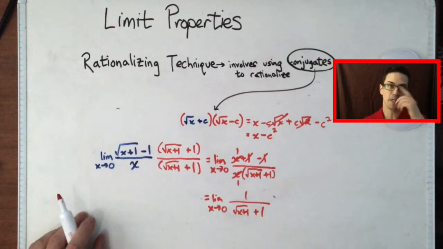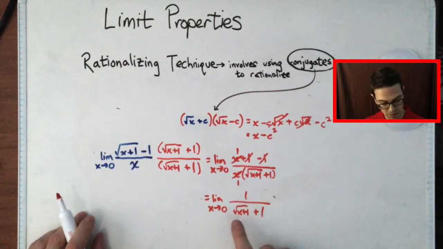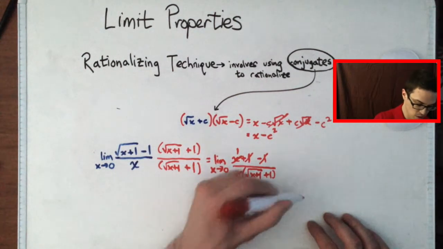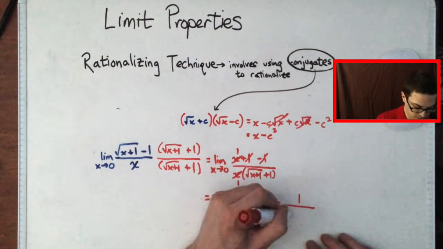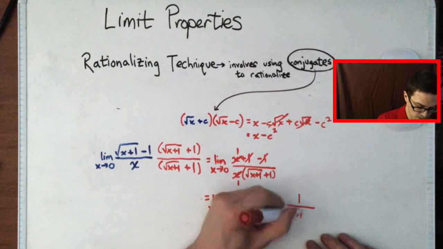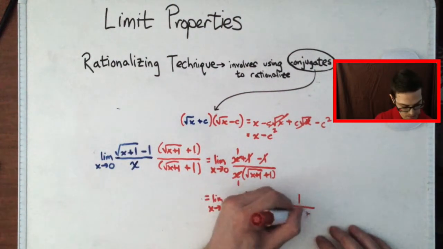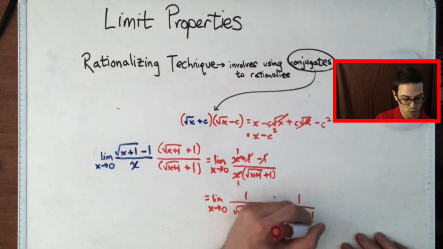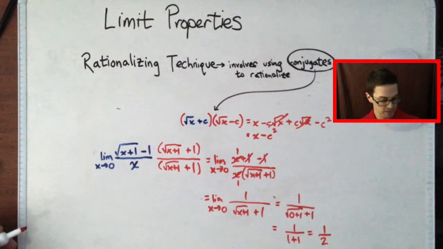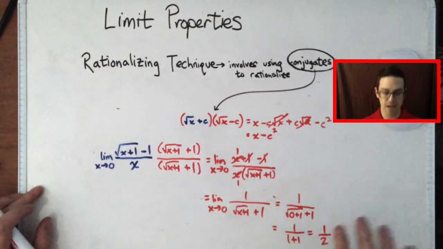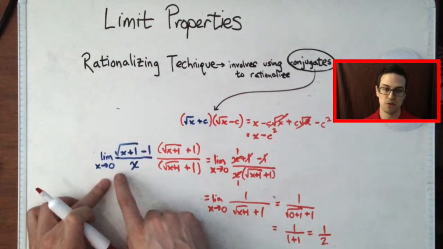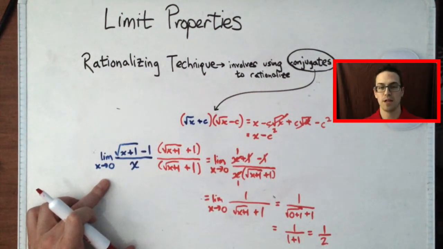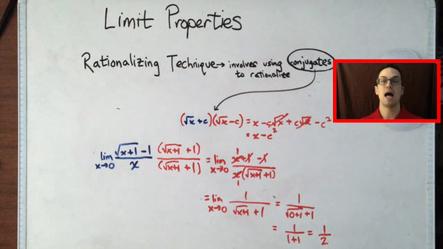Now you'll be able to do direct substitution because I can just plug the 0 in right here. So you'll end up with 1 over the square root of 0 plus 1, which is just 1, plus 1, which is equal to 1 over 1 plus 1, which is equal to 1 over 2. And then we end up having a limit, and we solved the entire thing algebraically. Even though in the beginning we couldn't do direct substitution, using this rationalizing technique, we were able to come up with a limit. So if you have any questions about the rationalizing technique, let me know.